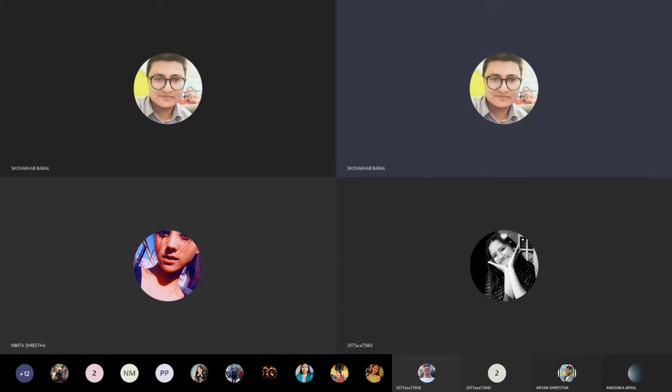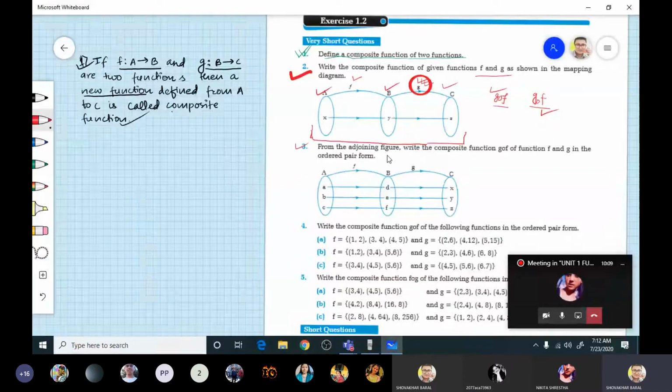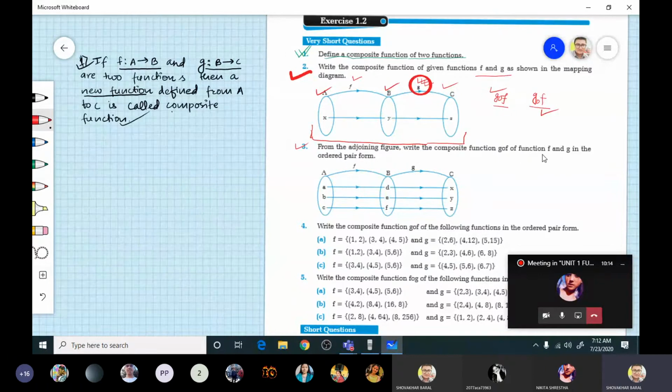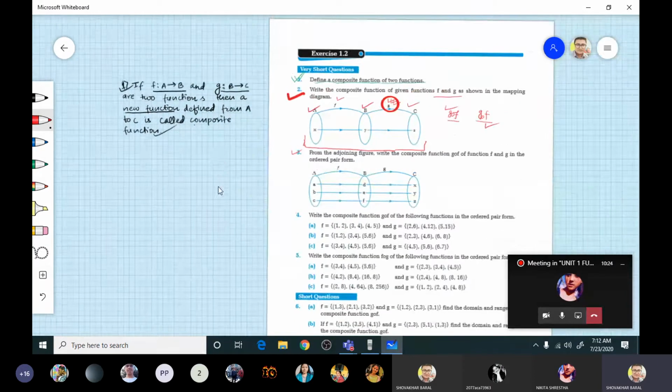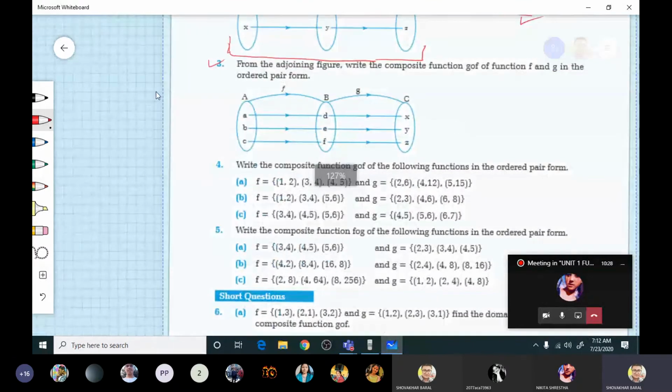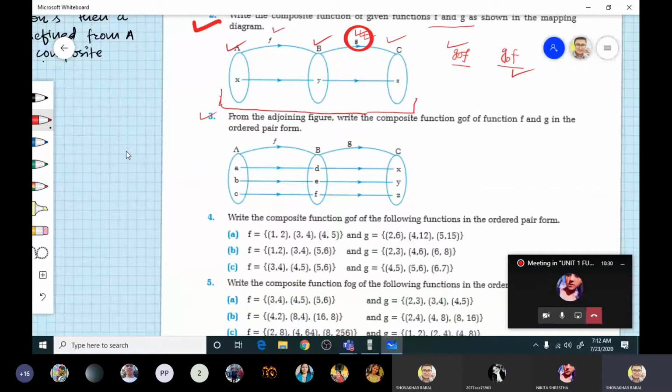Now question number 3. From the adjoining figure, write the composite function g composite f of functions f and g in the ordered pair form. The question asks you to find the composite of these two functions f and g. Can you see this question? Question number 2. I am talking about question number 3.